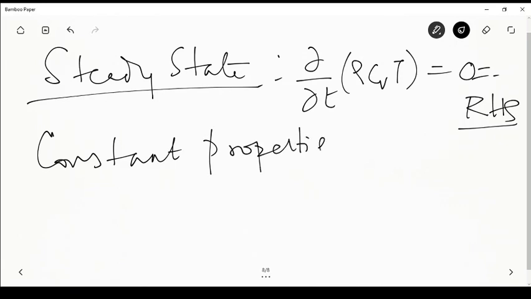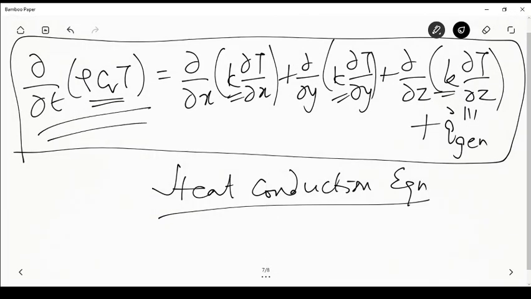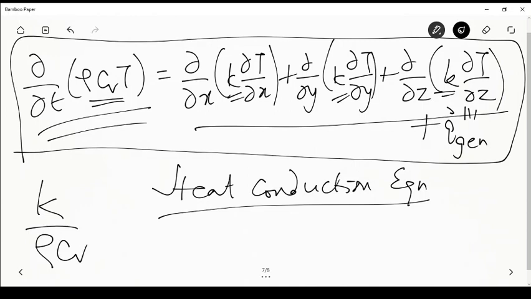So if I don't invoke the steady state assumption but only the constant properties assumption, then from the first equation, from the left hand side, the rho Cv would come out of the differential, and from the entire right hand side, the k would come out. So I can group the k and rho Cv together as a single variable. Okay, so k divided by rho Cv is one property of the material which we call alpha, the thermal diffusivity.